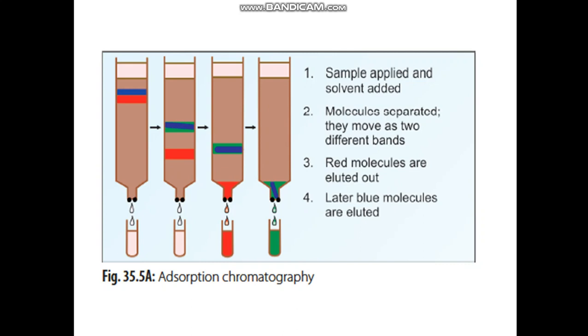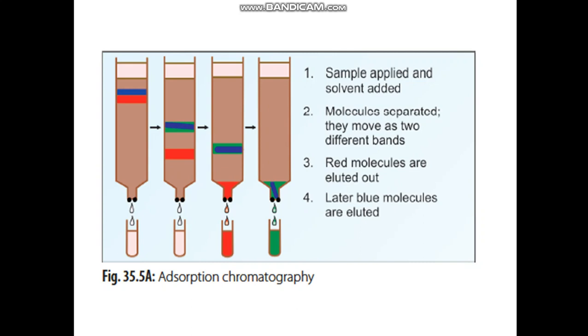The fractions slowly move down. The most weakly held fraction moves faster, followed by the others, according to the order of tightness in adsorption. The eluent coming from the column is collected as small equal fractions and the concentration of each is measured in each fraction.